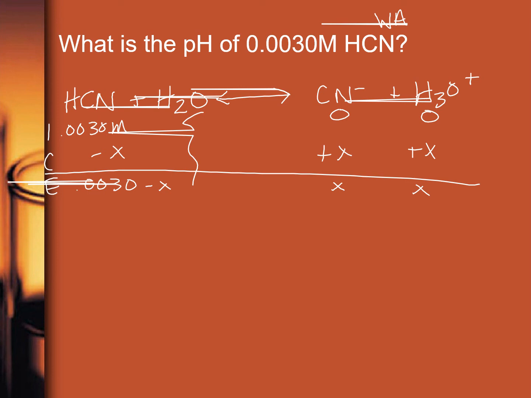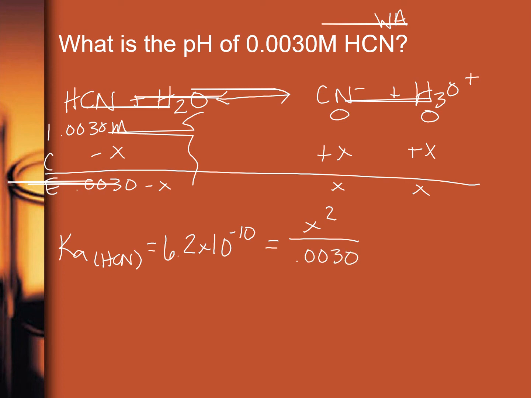Now, the other information it did not give us is the Ka or Kb value. So if it doesn't give it to you, look it up in your textbook. In the back in Appendix 2, there's a whole table of Ka values. So Ka of HCN is equal to 6.2 times 10 to the negative 10th. So that's equal to our products, X squared, over our reactant, the 0.0030 minus X. Now that's 10 to the negative third compared to the negative 10th, so we can ignore the X.